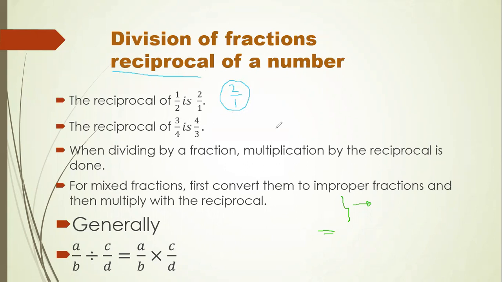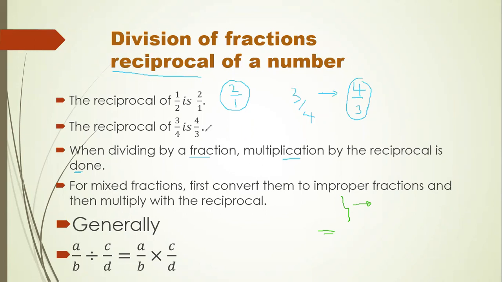So the reciprocal of 3 out of 4, 3 is the numerator, 4 is the denominator. So the reciprocal for this will be 4 out of 3. You can see the 4, we've made it the numerator, and the 3, we've made it the denominator to get what we call the reciprocal. So whenever we are dividing a fraction, we just multiply with the reciprocal.